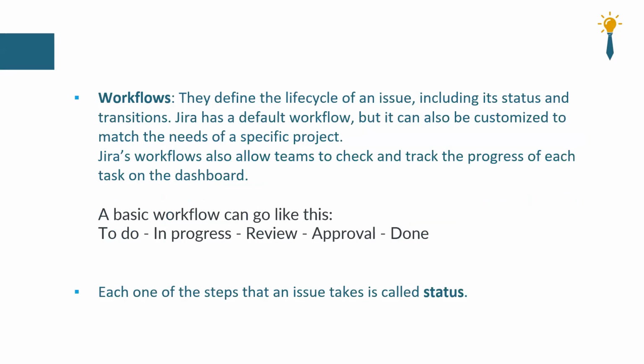And then workflows, I told you about workflows. They define the life cycle of an issue. For example, it can go like this: to do, in progress, review, approval, done. Now, these are called statuses: a to-do status, in progress status, a review status, approval status, and done status. Okay, these are workflows, how the status of the work and the issue flows. It can flow from to-do to review, or from to-do to in progress, or from to-do completely to done, or in progress to approval, or there might be others.